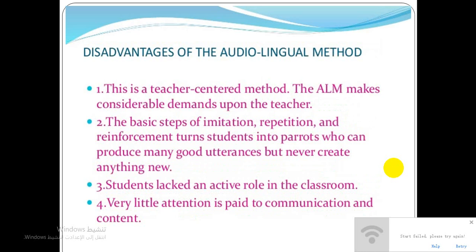Disadvantages of the audiolingual method. The main disadvantages of this method are that grammar is seemingly not explained in detail, so grammar skills are untrained. Very little attention is paid to communication and content. There is no creativity. Students repeat and memorize what they don't understand. The techniques used by the audiolingual method become tedious and boring, causing fatigue, and make advanced students poor. Many students in the class.